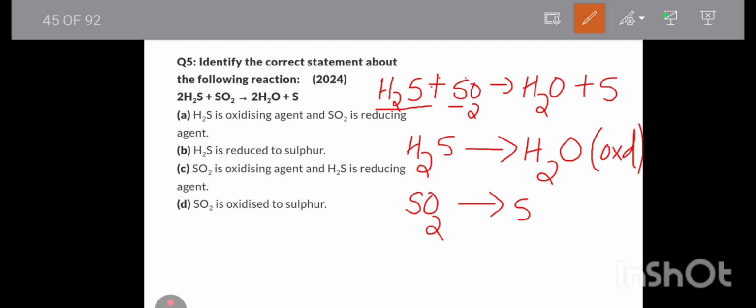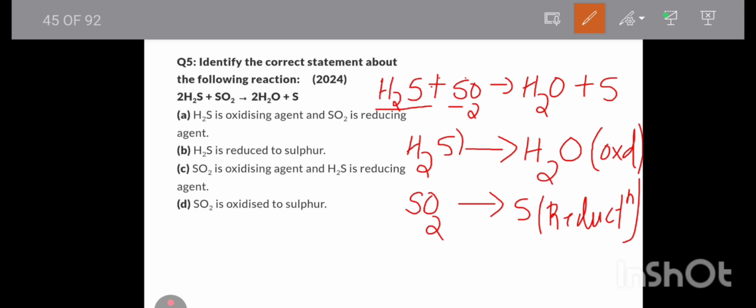Now in the second case, what is happening? SO2, sulfur dioxide, has converted to sulfur. That is, loss of oxygen is taking place, right? So it can be regarded as a reduction reaction. So H2S is getting oxidized and SO2 is getting reduced.